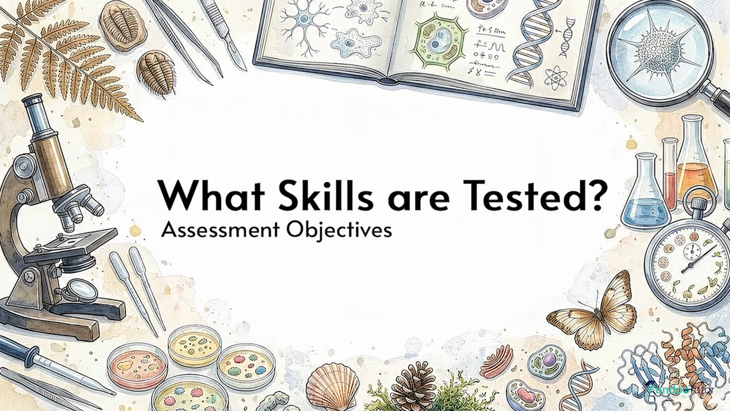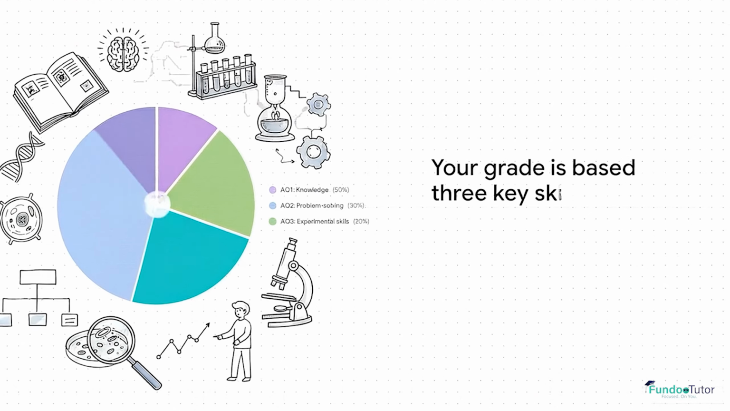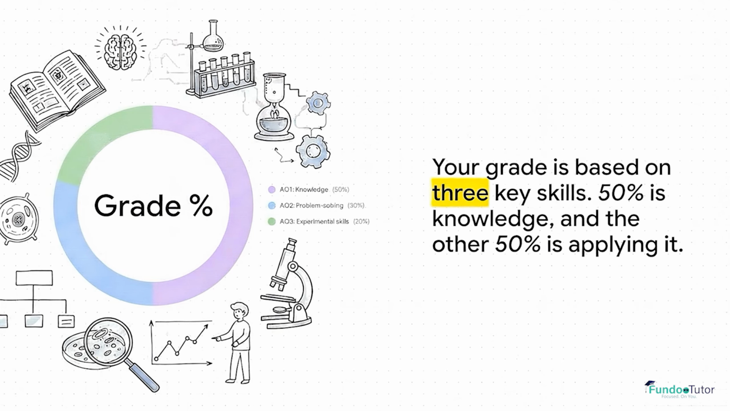We need to ask ourselves, what skills are the examiners really looking for when they're marking your papers? And that, my friends, is where the assessment objectives, or AOs, come into play. Okay, check out this chart. It's a fantastic visual that shows you exactly where your marks are coming from. A full half of your marks, that's 50%, is for AO1, which is your knowledge. Then 30% is for AO2, which is all about handling information and problem solving. And that last 20%, that's AO3, your experimental skills.